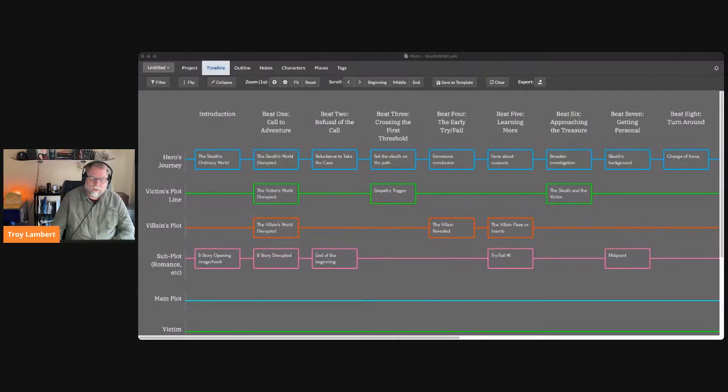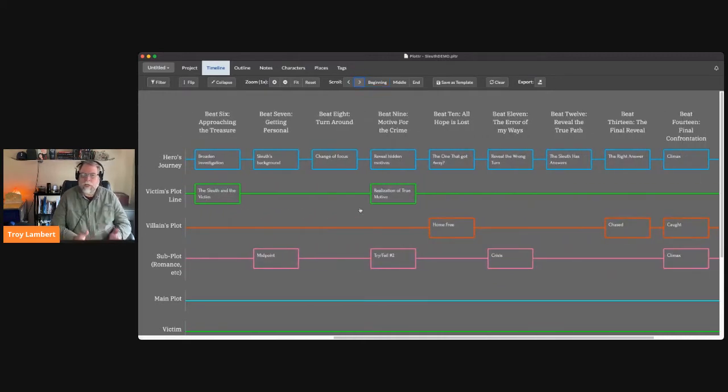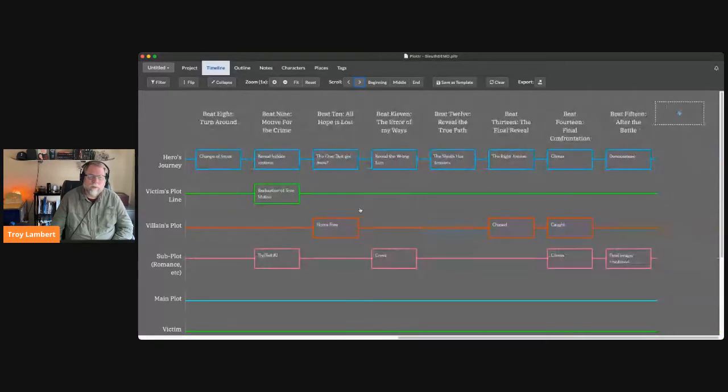So this is what the Sleuth's Journey looks like. Now, you'll notice that instead of chapters, we have beats. The reason is, if you have a longer mystery, there may be more than one chapter within these beats, depending upon how you construct things, and also depending on how many points of view you tell. Now you'll see there are 15 beats in this particular one.